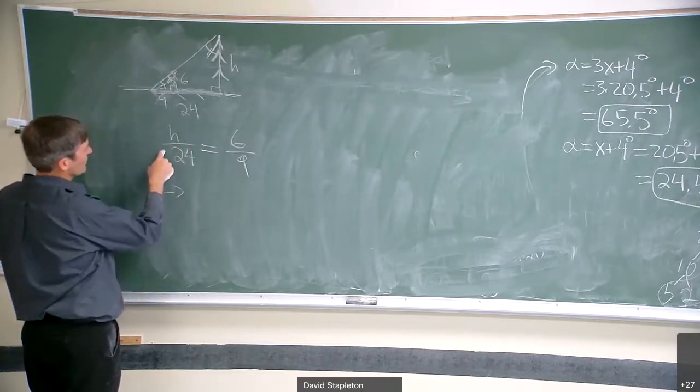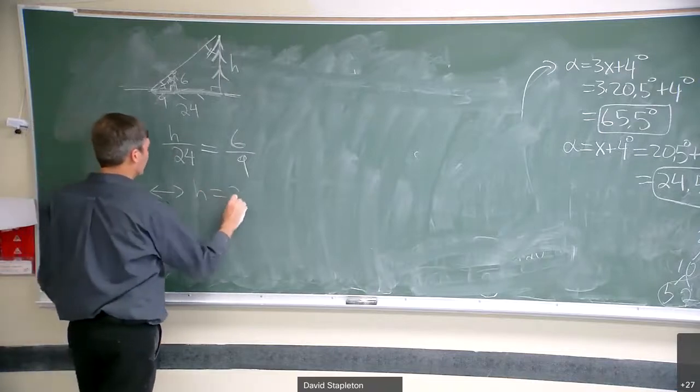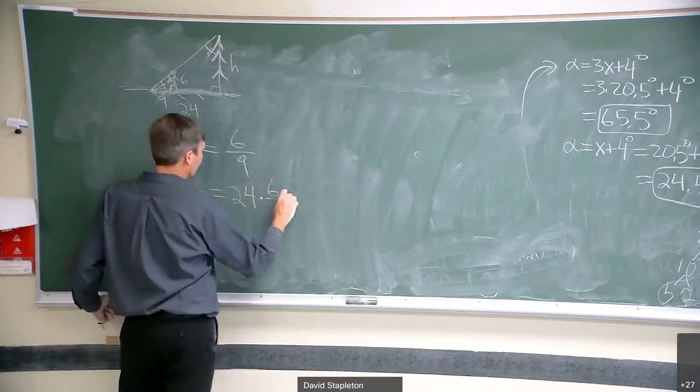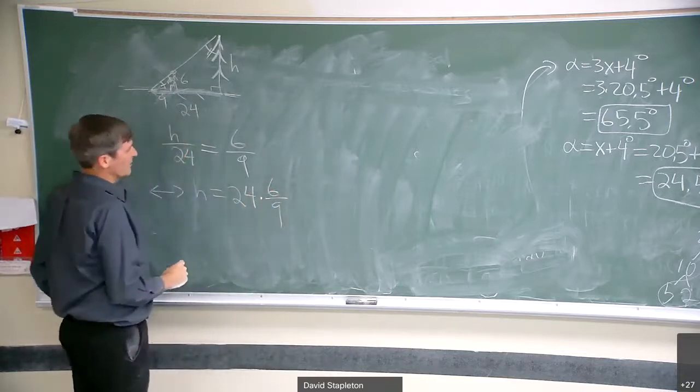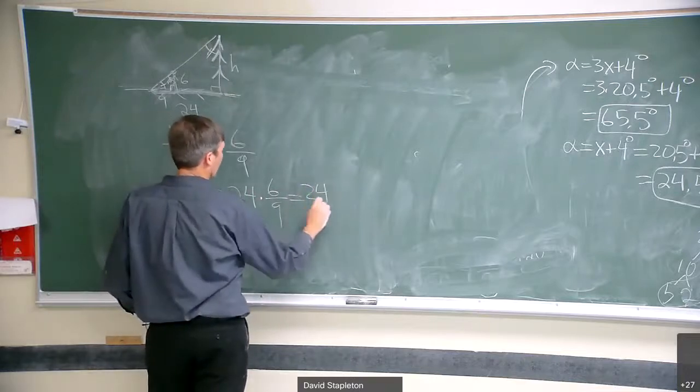I can multiply both sides by 24. The 24s will cancel on the left. I'll get h equals 24 times 6 ninths, right? And then once again, remember to multiply whole numbers times fractions. We just write them both as fractions.